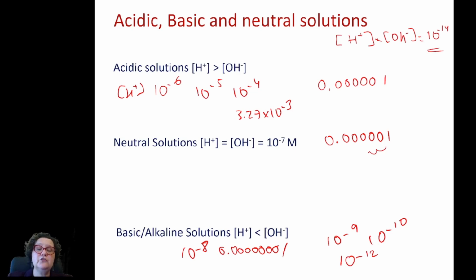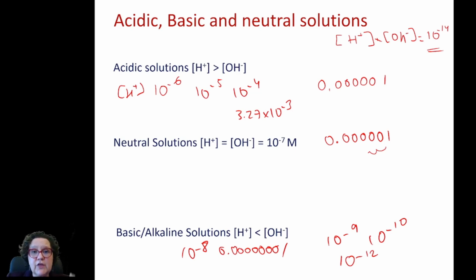So there would be a concentration that would be smaller than 10 to the minus 7. And neutral solutions are solutions in which the concentration of hydrogen ions and hydroxyl ions is the same, and it's 10 to the minus 7 because we are working at room temperature, 25 degrees. So that's how we define an acidic, a neutral, and a basic solution.